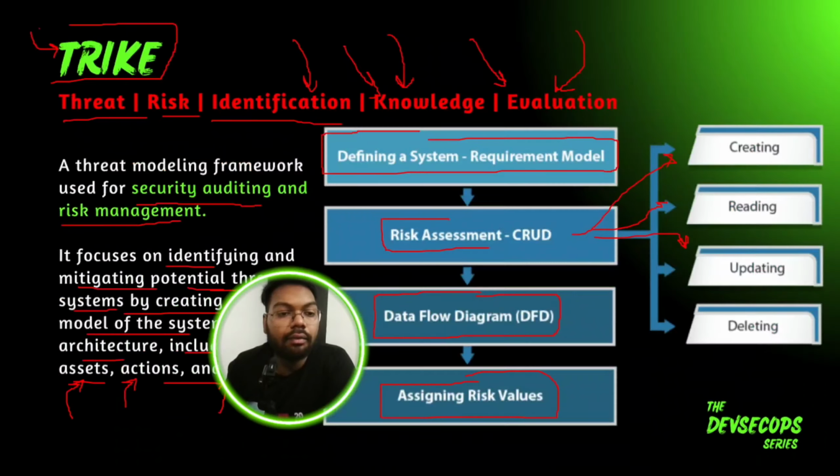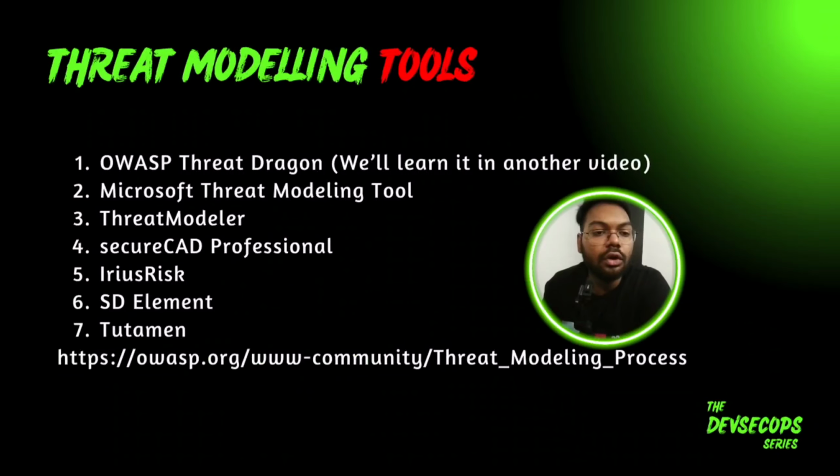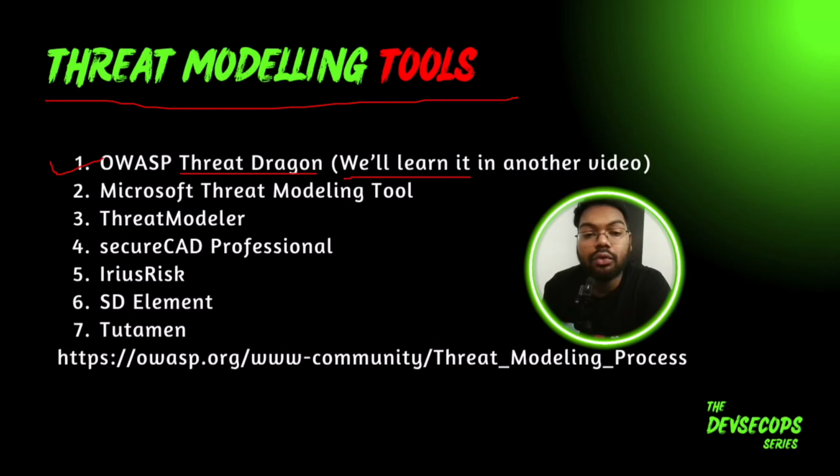Now we will look into what are the different tools that are available in the market. So for threat modeling tools, you can see OWASP Threat Dragon. This is a free version of a threat modeling tool, and I will be sharing with you the details about it, and we will learn about it in another video.